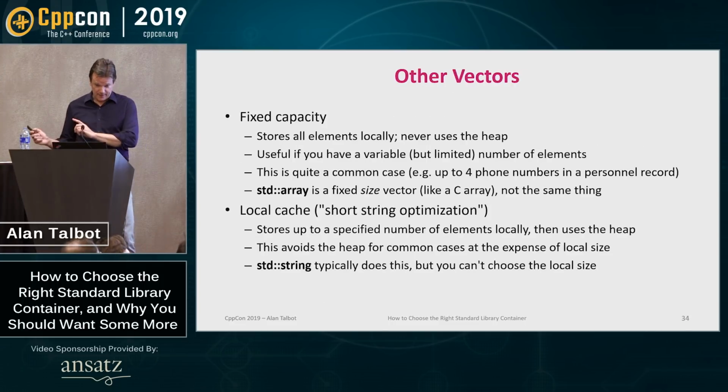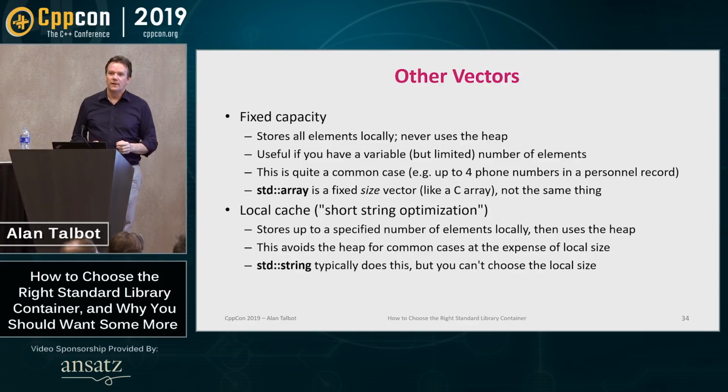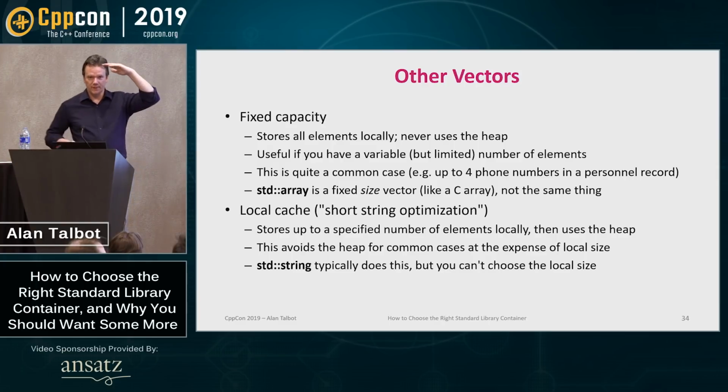So just a little aside, there's a couple of other vector variants that I think are really interesting. One is fixed capacity. So that's different from an array. A standard array is fixed size, so you always have all of those elements there constructed. This is fixed capacity, so it's just like a vector, only it doesn't go out on the heap. You tell it how much storage you've got, and that's your capacity, and inside of that you can do anything you want. And when you hit the end, it does something about it, throws an exception or something.